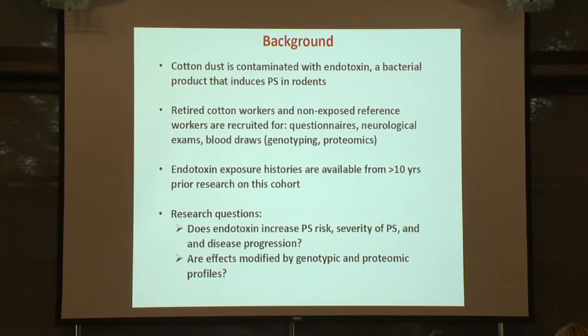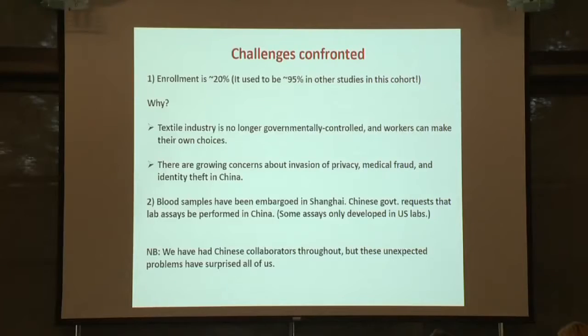We have exposure information based on measurements we've taken and a lot of historical data, so we can reconstruct their exposures quite well. The basic questions are: does endotoxin cause Parkinsonism in humans like it does in rodents, and does it also influence disease progression? Secondarily, are these effects modified by your genotype, and are proteins in your blood that you can measure pretty readily predictive of disease progression? Pretty straightforward.